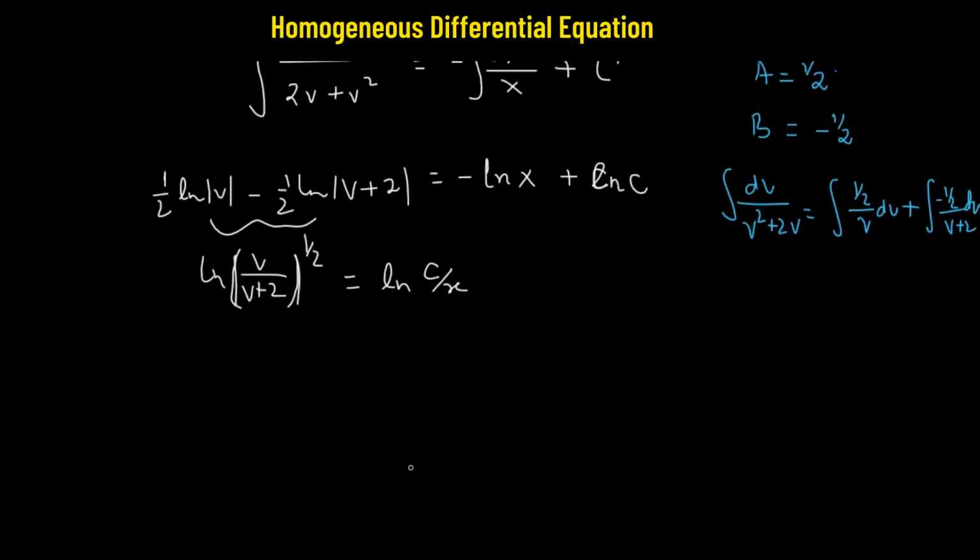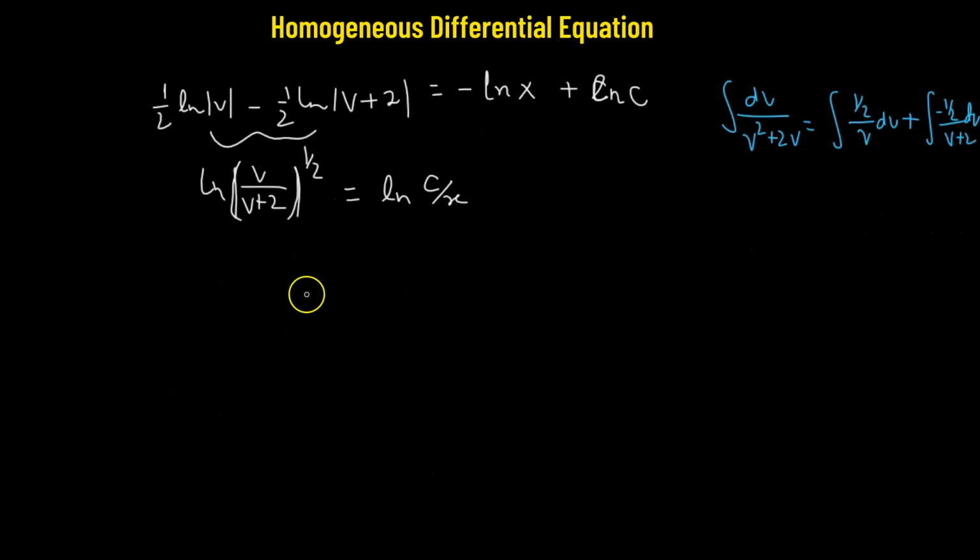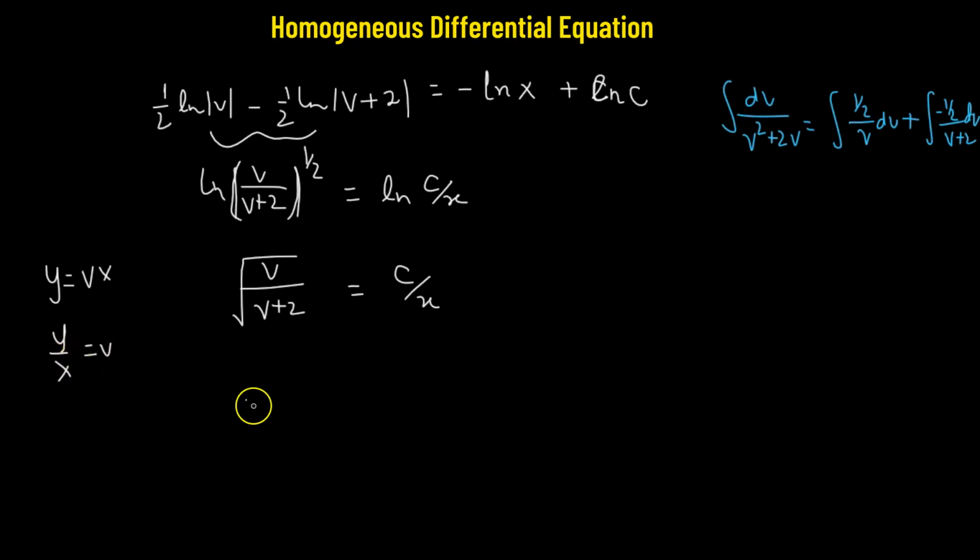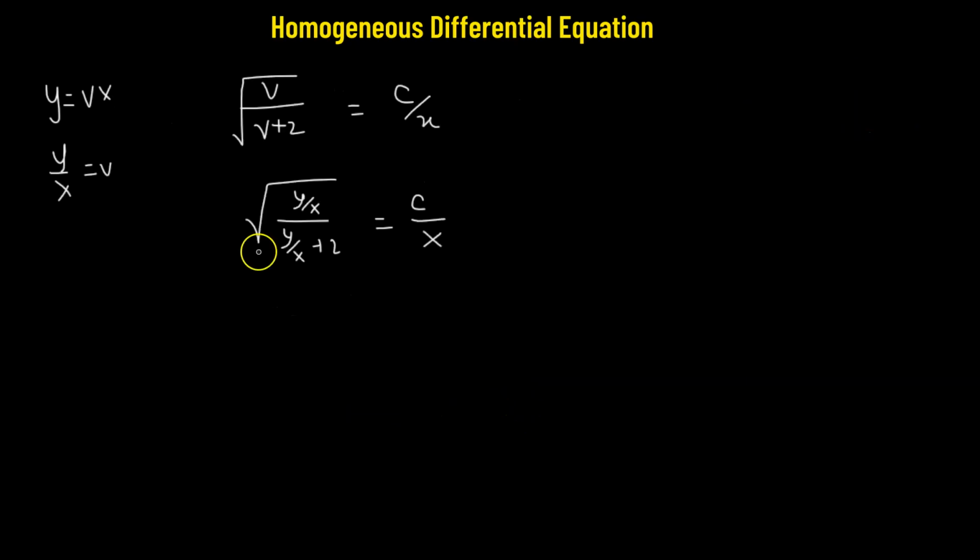Now we can get rid of the logarithm from both sides. So we have v over v plus 2, that's the square root, equals c over x. All we have to do is finally replace the value of v. We assumed y equals vx, so v will be y over x. So we have y over x divided by y over x plus 2 equals c over x. So this will give us y divided by y plus 2x, and this is c over x.